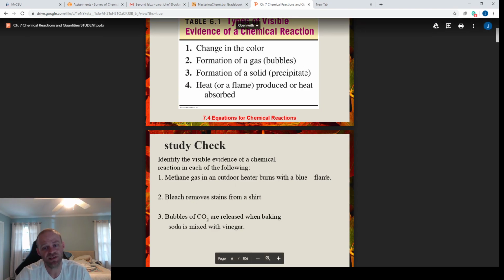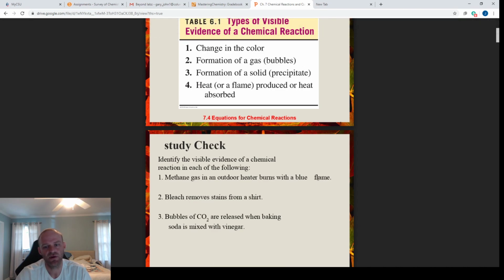And it also forms a gas, which you don't know just by looking at it. Most of the time when we talk about gas formation, in practice you'll see little bubbles coming up in a mixture. It could definitely be smoke billowing out. That'd be an obvious sign of a chemical reaction.